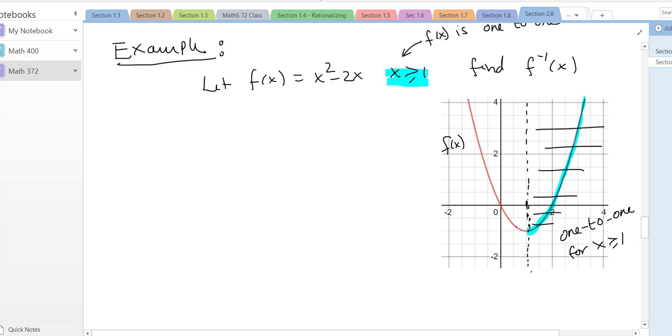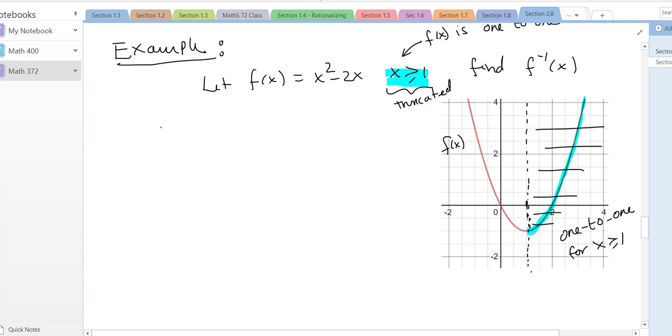So this is 1 to 1 for x greater or equal to 1. We could also truncate it the other way to say x is less than 1, and then the other half would have been 1 to 1. It's just that together is not 1 to 1. So this normally wouldn't have an inverse, but when we truncate it, then it does have an inverse. So how do we find the inverse? So let's go back and follow the steps.